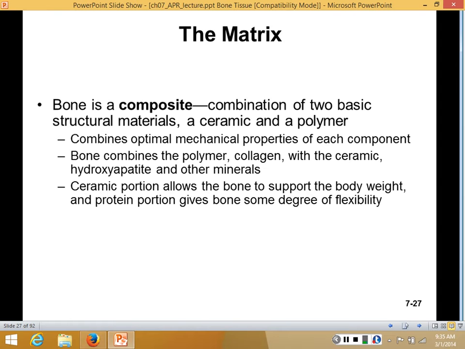The ceramic portion allows the bone to support the weight of the body. That's your hydroxyapatite. And the protein portion, as I stated earlier, gives the bone some degree of what? Flexibility. Okay. Now, remember this bone right here supports the weight of the body. The ceramic portion allows the bone to support the weight of what? The body, which is your hydroxyapatite. Okay.